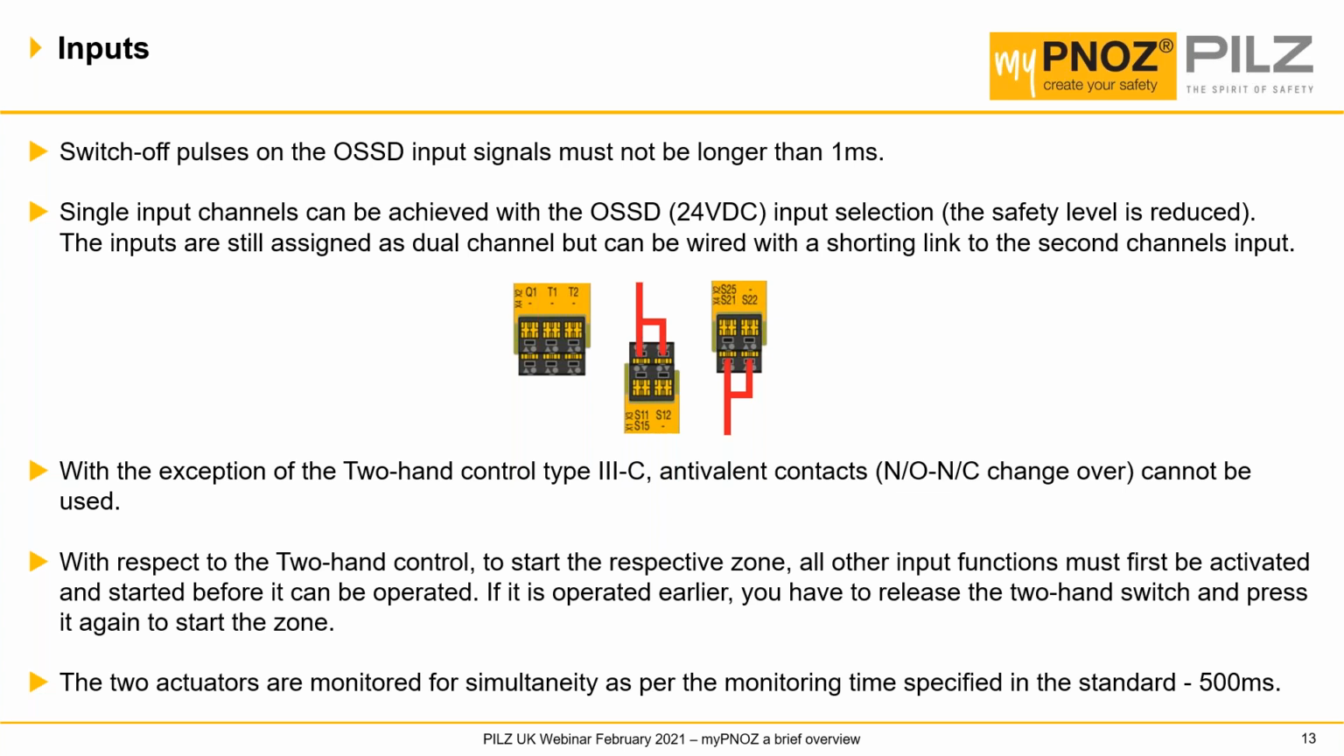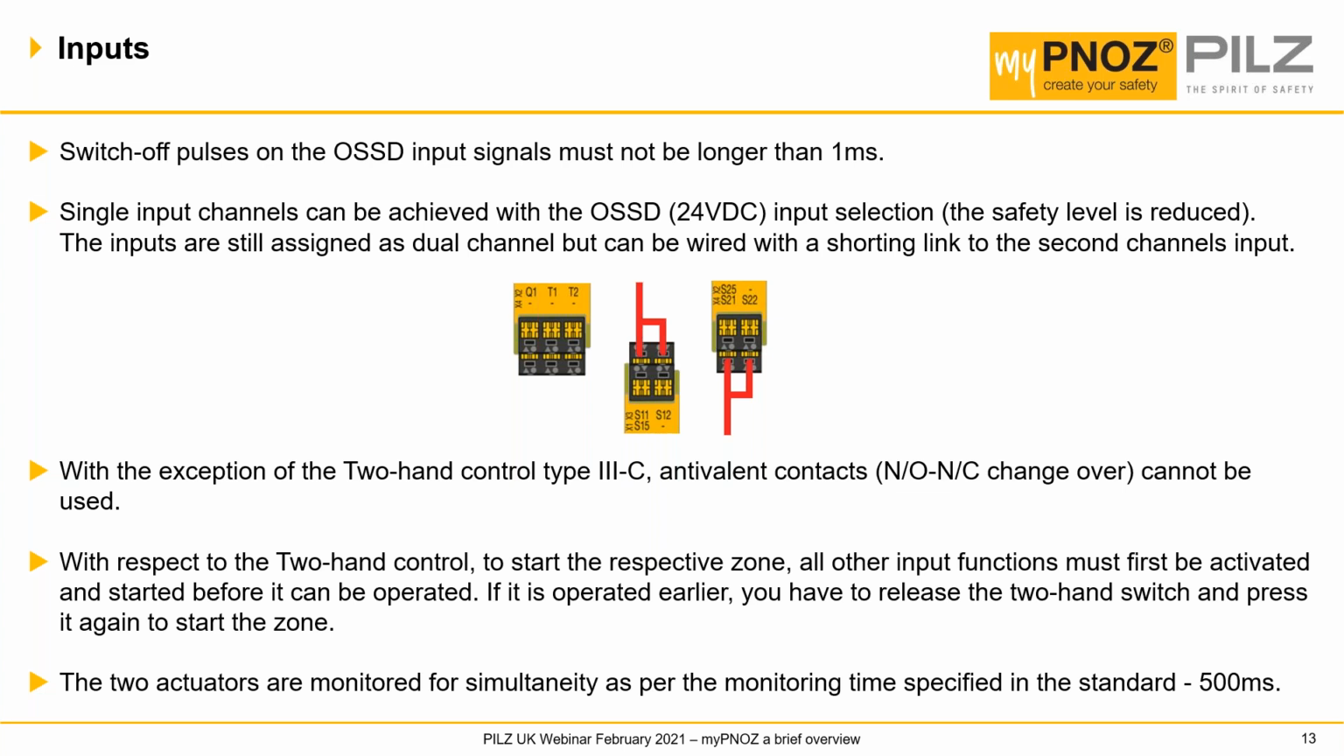If a device is only a single channel, then with it set as an OSSD signal, the second input can be connected to the first, as shown in the small schematic in the middle. The myPNOZ will still work correctly and it will still be seen as a dual channel device. Obviously, the performance level of the whole system will be changed because a single device is coming in, not a double device.